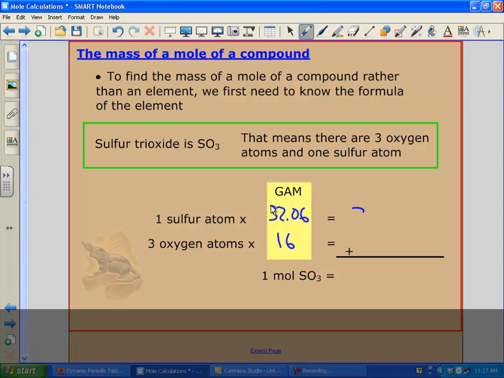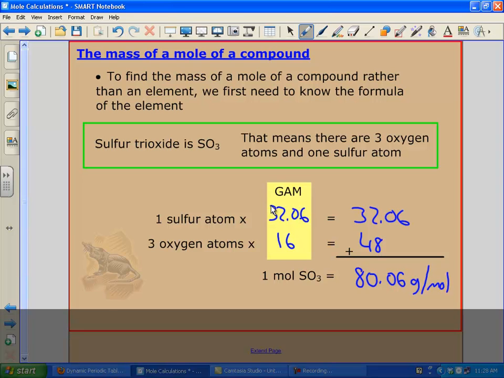Again, these numbers are from the periodic table. And we multiply by however many of them we have, so 1 times the 32 for sulfur, 3 times the 16 for oxygen, and then we add them up. So in this case we get 80.06 grams of SO3 equals 1 mole. You see the way that I wrote it right here, that's grams per mole. That's how you would write it if you didn't put it in an equality.